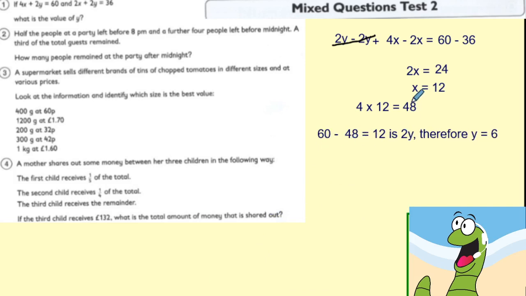60 minus 48, because 48 is what 4x is. So it's 4x plus 2y equals 60. 60 minus 48, and we're left with 12. 12 is what 2y would be, because we multiply. Remember, if there are two numbers next to each other, so 4 multiplied by x is 4 times that. So 12 is 2y, therefore y equals 6.